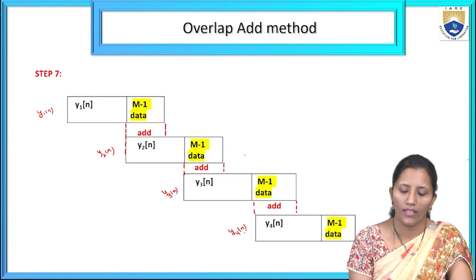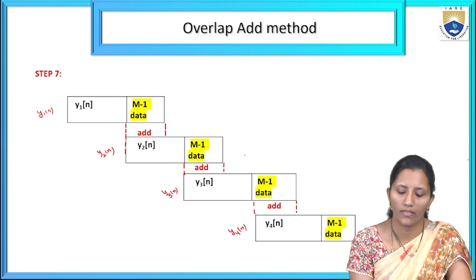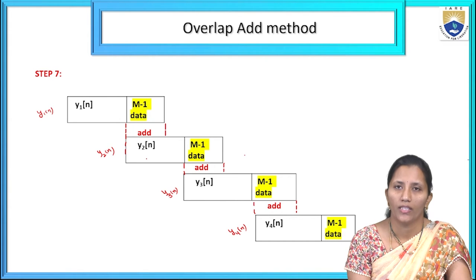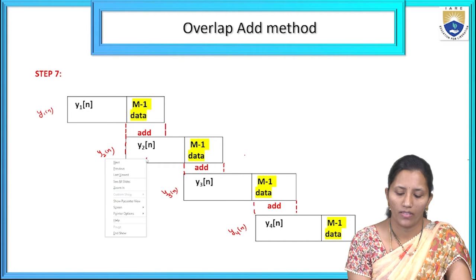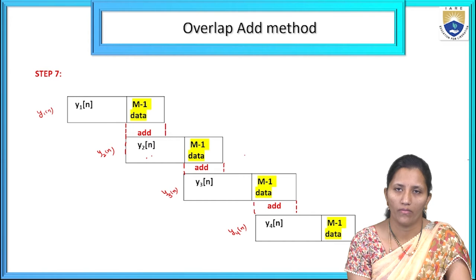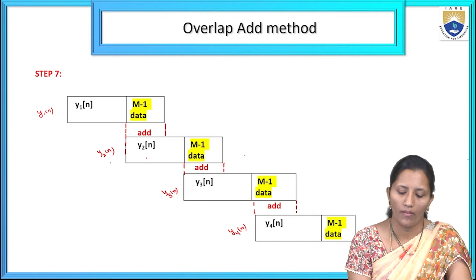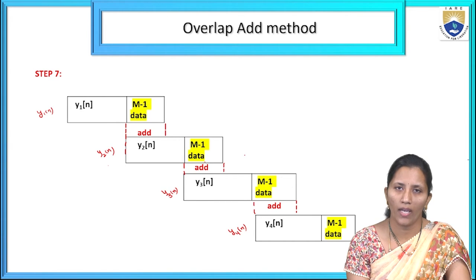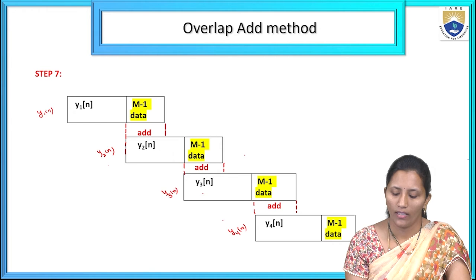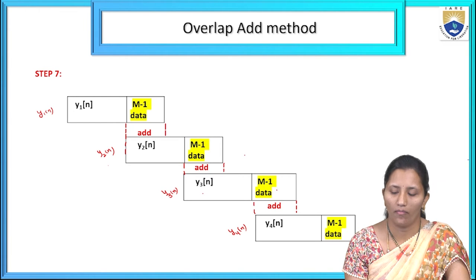Okay, so here the last m minus 1 bits of y1 of n will be added with the first m minus 1 bits of y2 of n, and the last m minus 1 bits of y2 of n will be added with the starting m minus 1 bits of y3 of n, and the last m minus 1 bits of y3 of n will be added with the first m minus 1 bits of y4 of n.